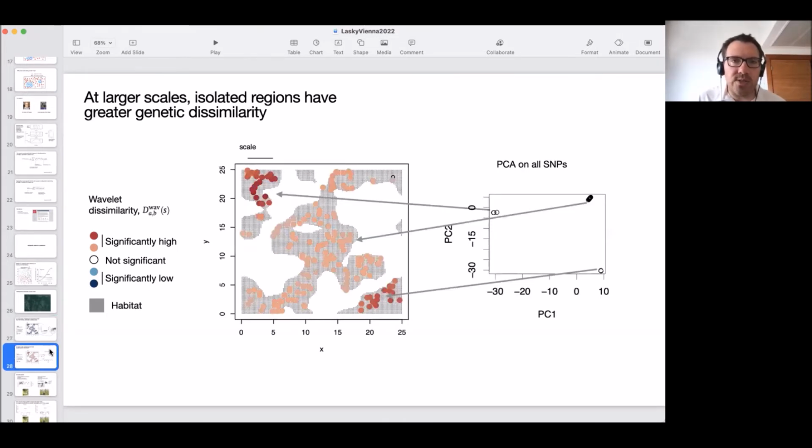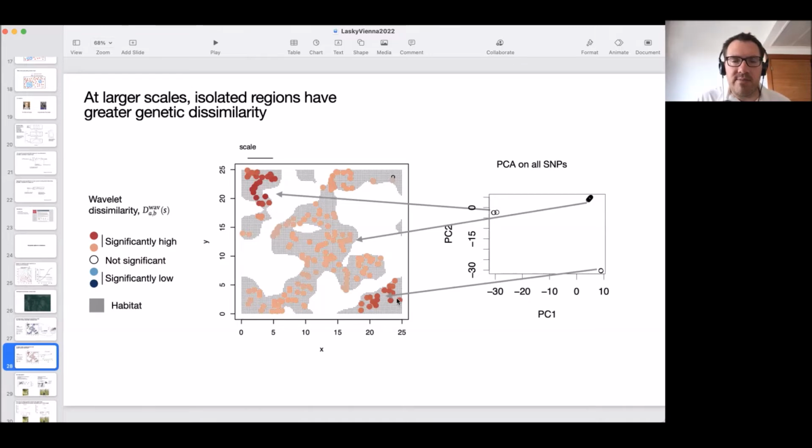Now we can look at some larger spatial scales for the wavelet dissimilarity. And we get a flip in the pattern here, where these island populations that are isolated in the upper left and lower right have significantly high wavelet dissimilarity, and the greatest across the landscape. And to give you some intuition for what this is picking up, this is identifying the fact that these populations in the upper left and lower right are very distinct from populations that are separated from them at this scale. So this is at this larger scale of analysis.